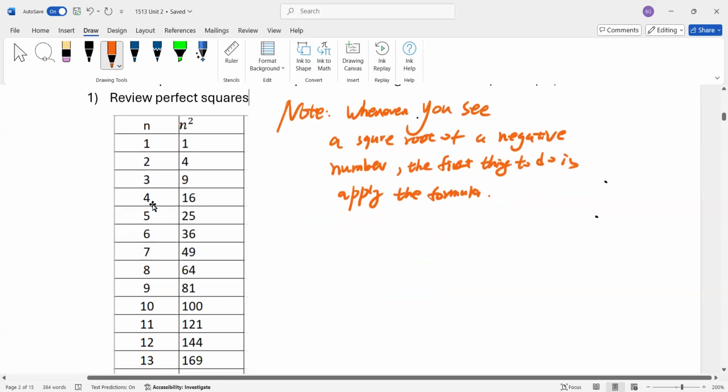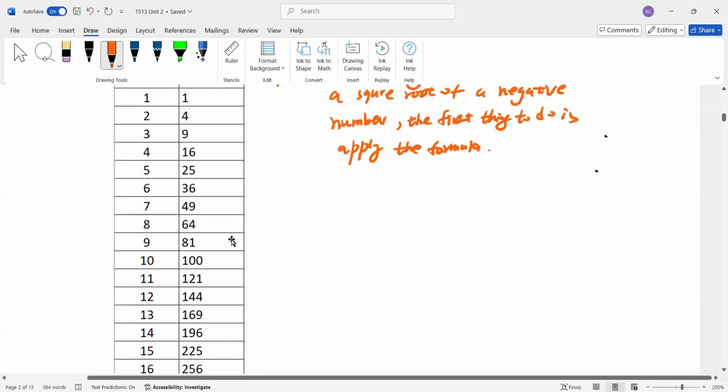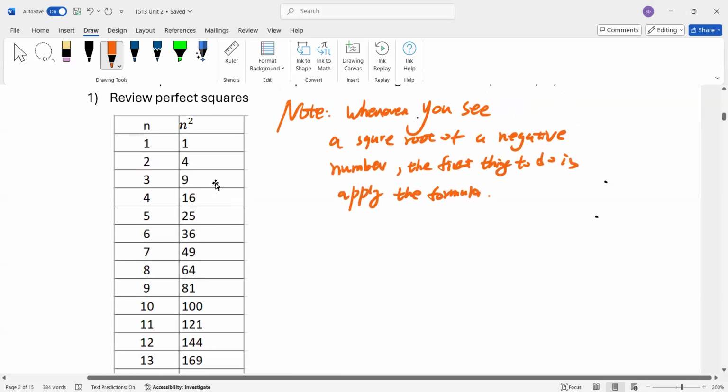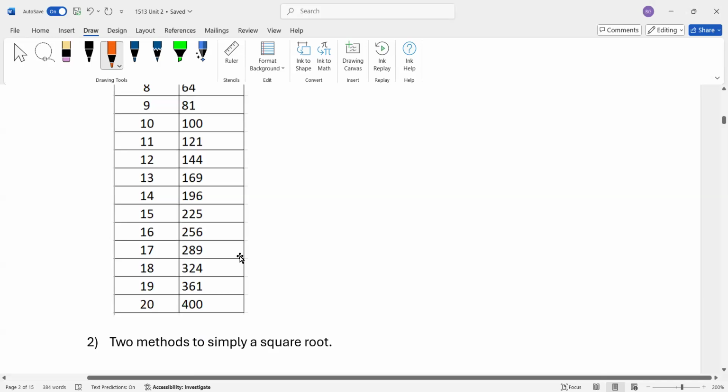I include a table. This table gives the perfect squares of the first 20 natural numbers. And I want you to spend a little bit of time to get familiar with those perfect squares. Those numbers are special, so when you see them, you should be able to identify them. You should know why they are special.